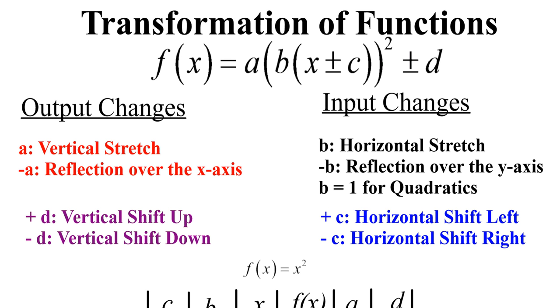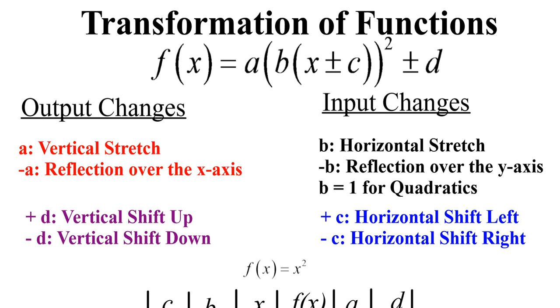Now, for the input changes here, for C values, again, that's horizontal shifting left or right, and it was the inverse of what you thought it would be. If you saw a +4, that meant it moved to the left 4 units. And if you saw a -4, it moved to the right 4 units. Again, it's the inverse of what you think.